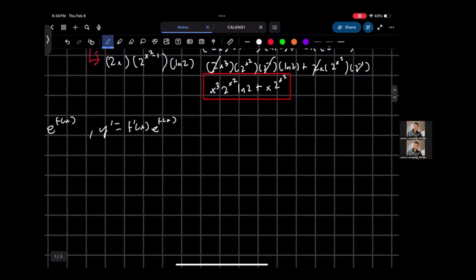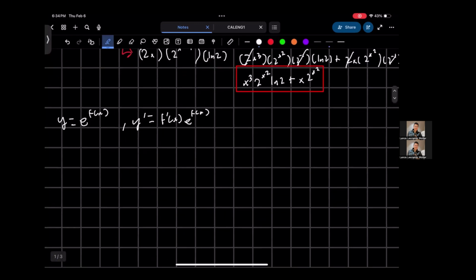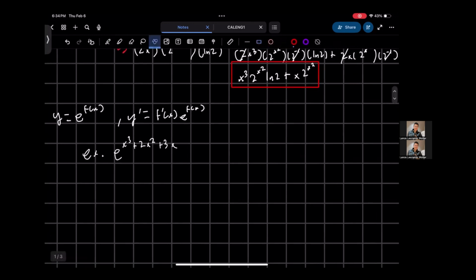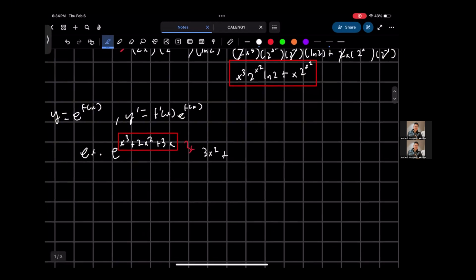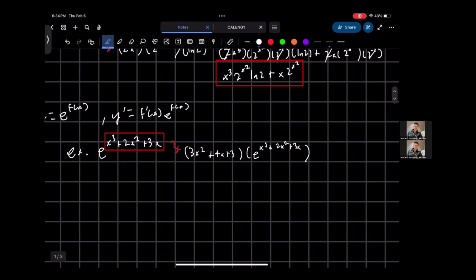Okay? Now, let's have an example. Let's say you want to get the derivative of e raised to x cubed plus 2x squared plus 3x. Well, this is simply just getting the derivative of your exponent, which is just 3x squared plus 4x plus 3 multiplied by e raised to x cubed plus 2x squared plus 3x. Okay, and that's it.